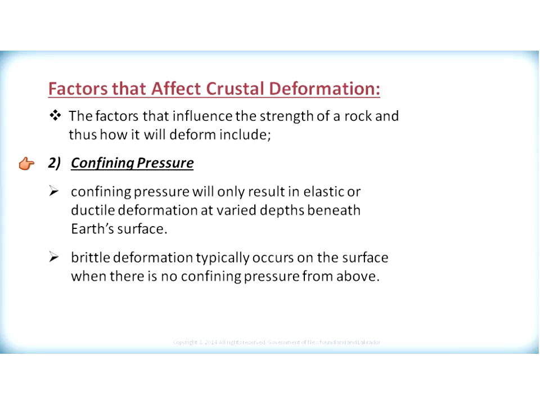The second factor that affects crustal deformation is confining pressure. Confining pressure will only result in elastic or ductile deformation at varied depths beneath the Earth's surface. So confining pressure will only influence rocks at great depths because confining pressure is caused by the weight of the overlying rock. So if the rock is located at the Earth's surface, it is not subjected to confining pressure, just directional pressures.